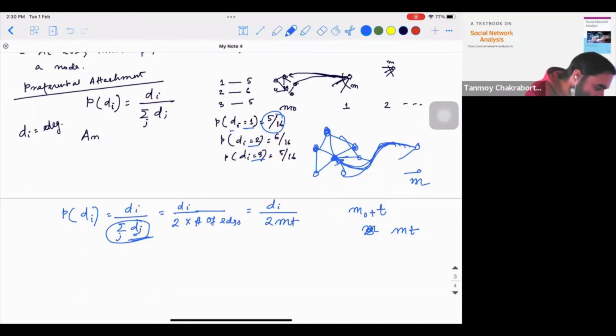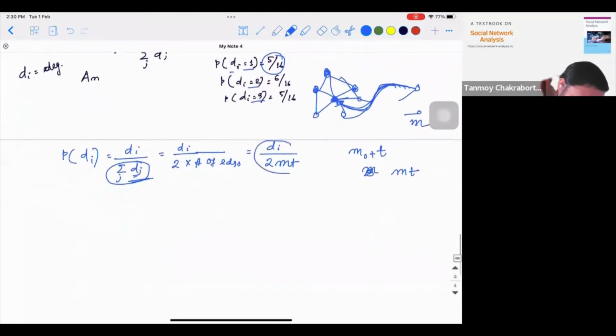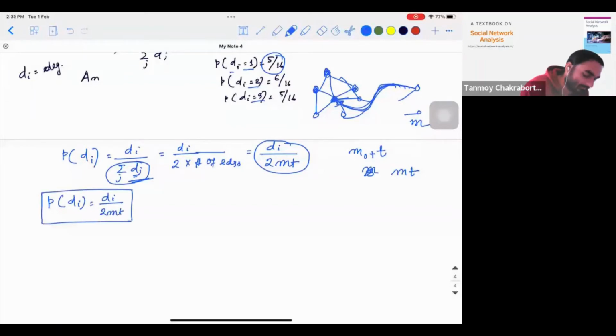Right? I hope this is clear. Is this clear, guys? So this is di by 2mt. You can unmute and let me know if this is clear or not.